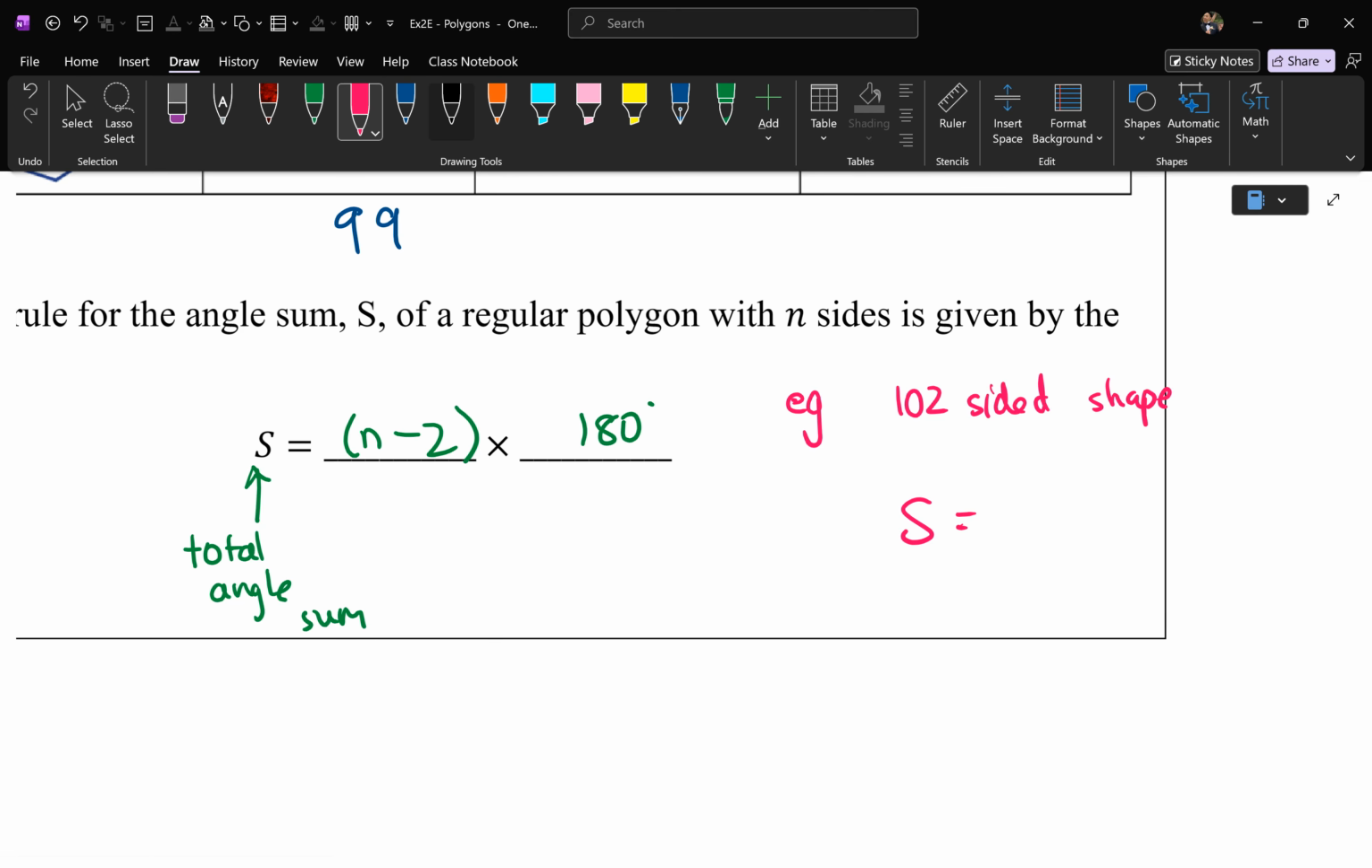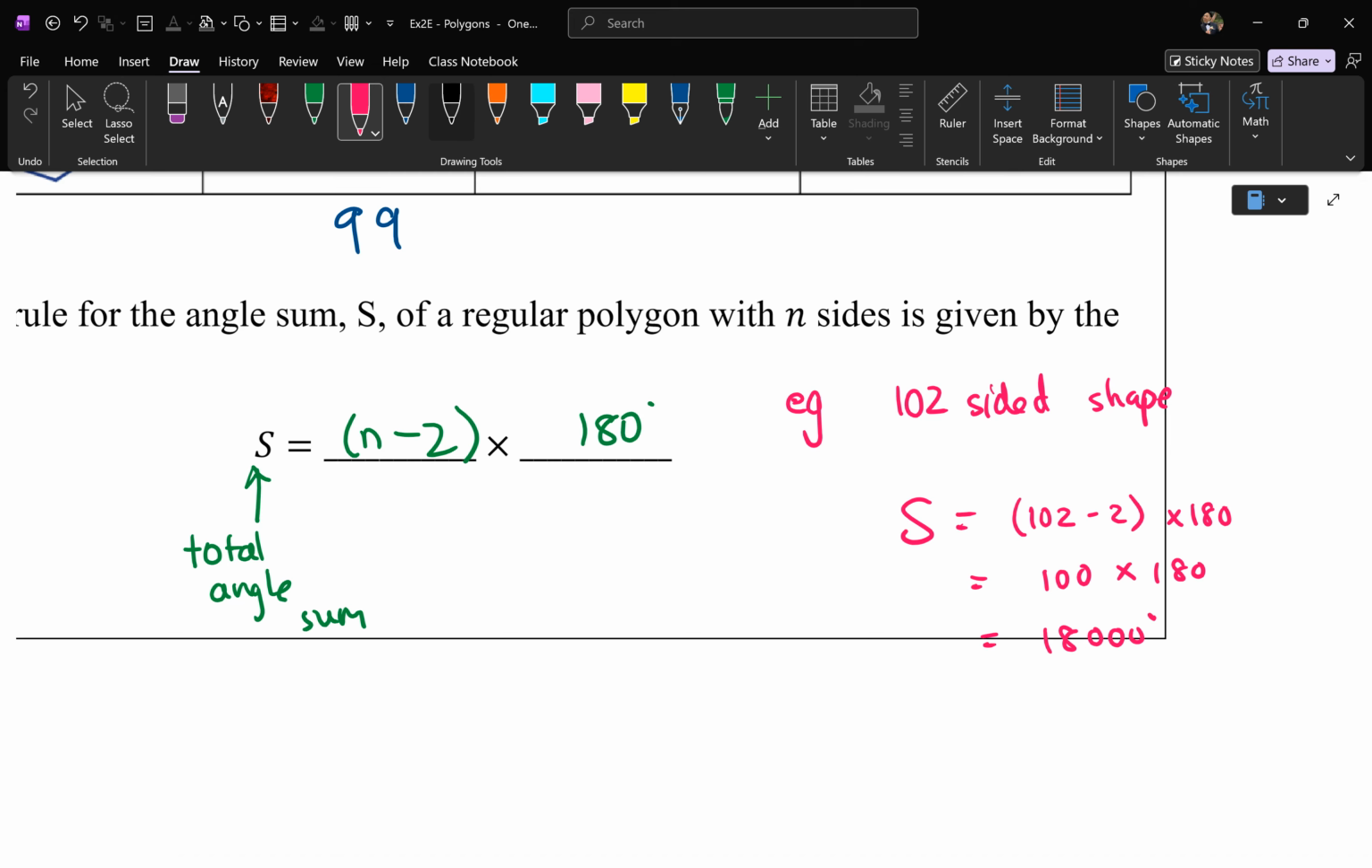Losalia. Minus it by 2 should be 100 triangles, and then times it by 180 would be 18,000. Beautiful. Do you see that? Because you know it's 102 sides. If I ask you how many triangles there should be, minus 2 from it. So there should be 100 triangles. If there's 100 triangles, 100 times 180, 18,000 degrees. So if you add all of them together, if we can draw a 102-sided shape, all the corners should add up to 18,000 degrees.